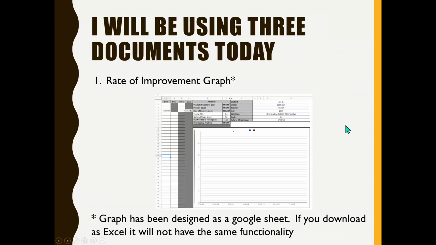All right, and then this is the rate of improvement graph that we'll be looking at today. Of course, when we get there, I'm actually going to go in and manipulate it within Google Sheets. And that's an important thing that you need to understand. This was designed to be used as a Google Sheet document. So if you download it and you make it an Excel sheet, much of the functionality will go away. So again, it has to be used as a Google Sheet.